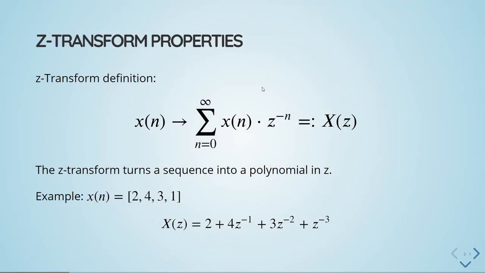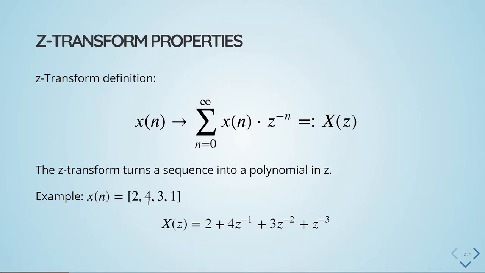Now we take a look at some important properties of the z-transform. As we've seen before, here's the z-transform definition. We have the sum from n equals 0 to infinity of our sequence, multiplied with z to the power of minus n. So the z-transform turns a sequence into a polynomial in z.